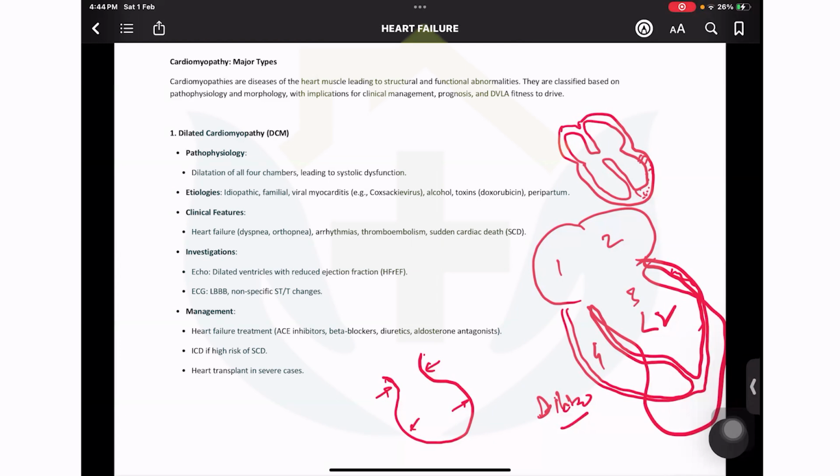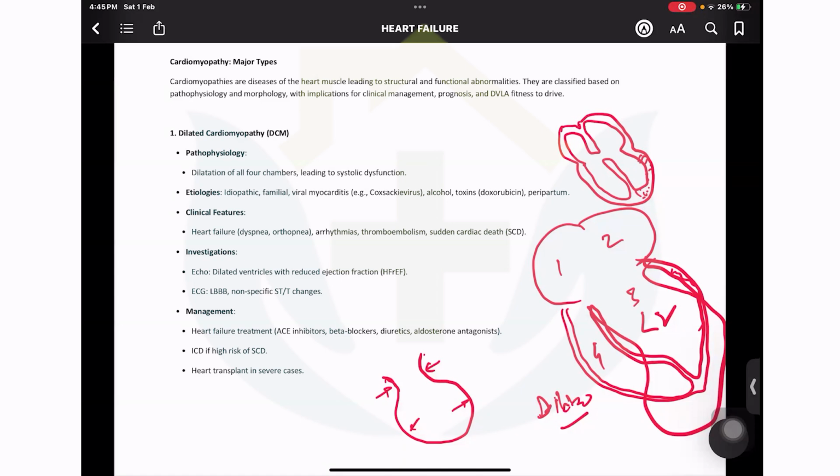Clinical features will be failure of the heart to be a good pump. So the patient will have features of heart failure. Which heart failure? Systolic heart failure. What will it show? It will show pulmonary edema. Pulmonary edema will manifest as fatigue, breathlessness, cough, pink frothy sputum, and lethargy. Cardiac output will be decreased, unable to meet the requirements of the body. So the patient will be fatigued and lethargic all the time.